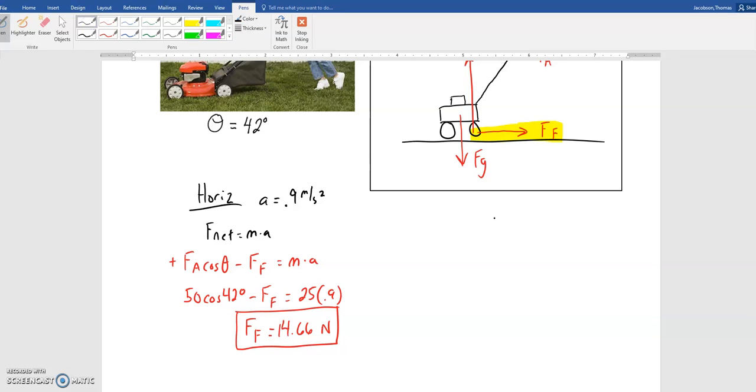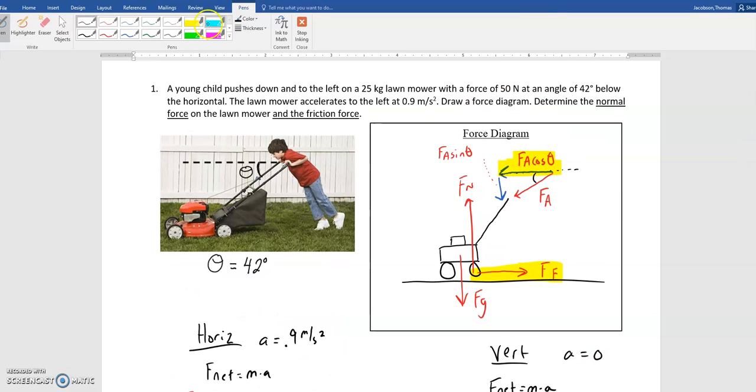Now when we solve for the vertical forces, the key thing here is that the lawnmower is accelerating to the left. It's not accelerating vertically, so my acceleration is 0. This is going to be true for all of our problems where people are pushing things down and to the left or up and to the right, and they stay along the ground. So I'll start off with F net equals m times a, and I look at my force diagram and find all my vertical forces.